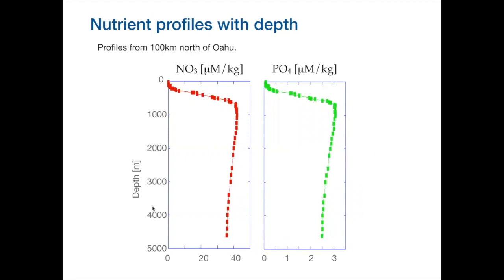So this figure shows depth on the vertical axis here. It's from a station north of Oahu, where there's been a time series over the last 30 years.